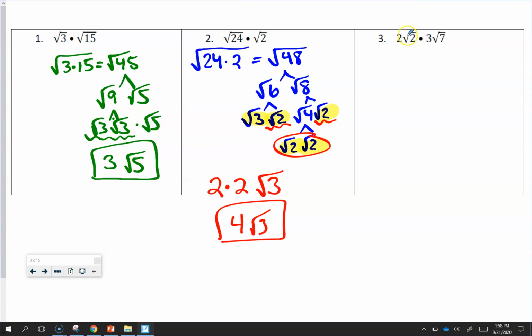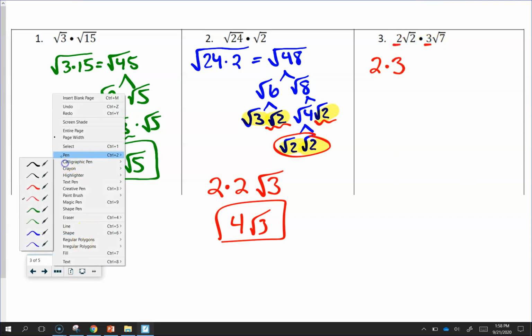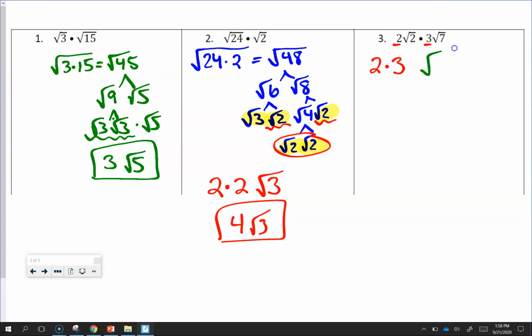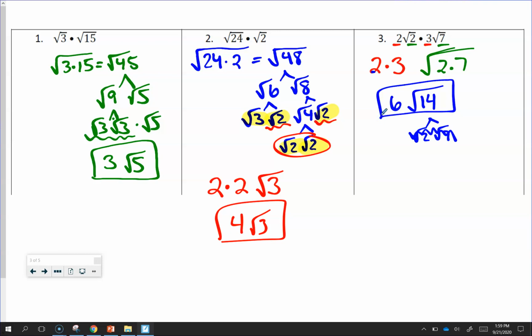Number 3, now we have things on the outside and the inside. So outside of my radical, we have 2 times 3, right? They're outside of the radical. And inside of my radical, I have 2 times 7. So my outside simplifies to 6. My inside simplifies to 14. I have multiplied, now we simplify. 14 can only break apart to be 2 and 7. None of those repeat, so that's not going to help me. So this is as simplified as it's going to get. So this is my answer.